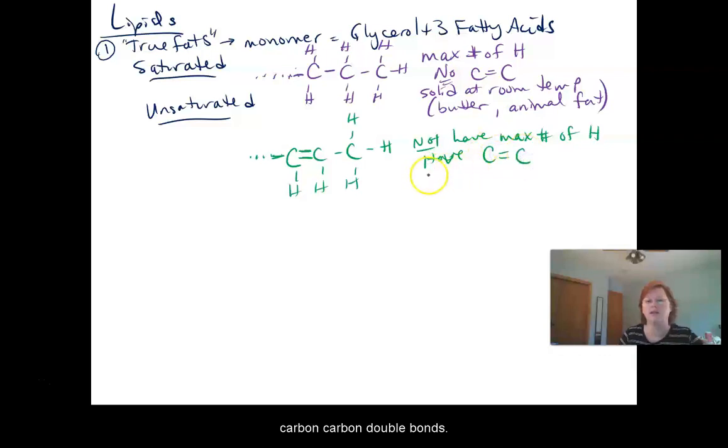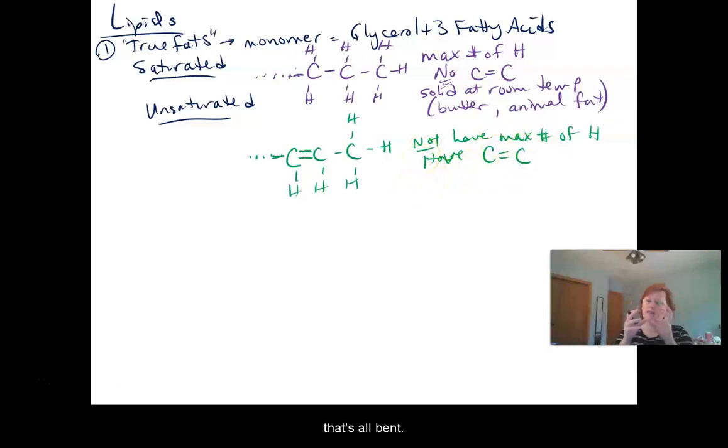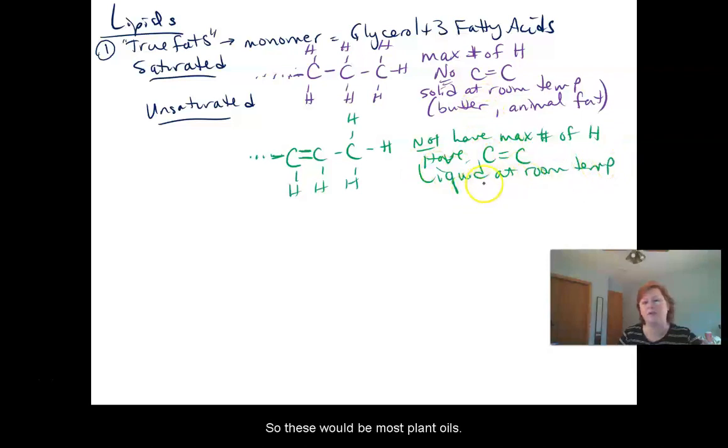We have carbon-carbon double bonds, and therefore we end up with that kind of crinkly molecule that's all bent so that it doesn't stack nice and tight at room temperature. So we have a liquid at room temperature. So these would be most plant oils.